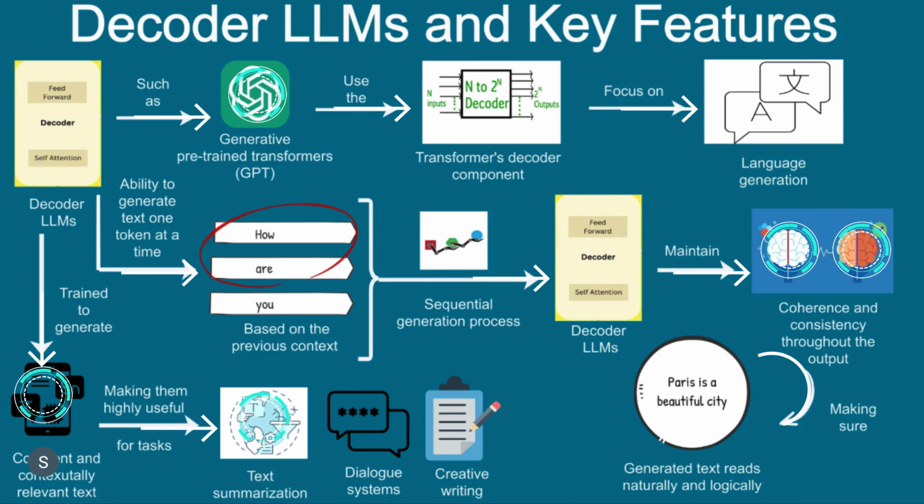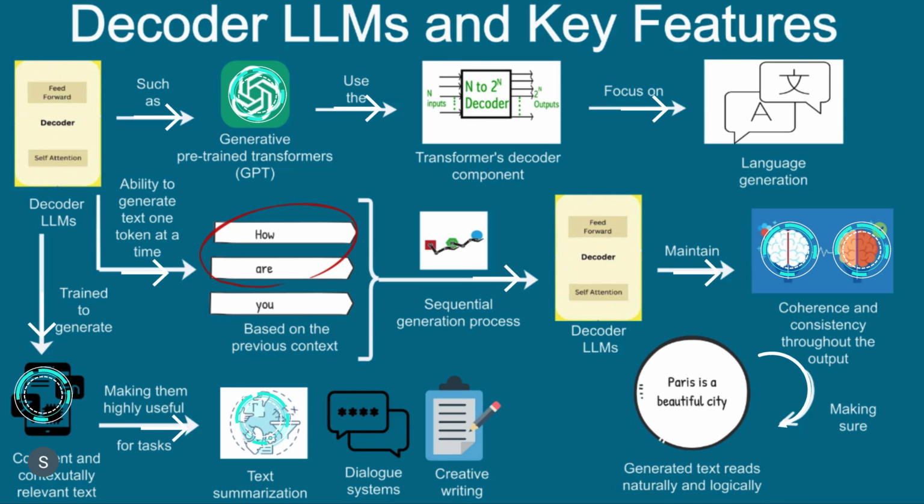Decoder LLMs and key features. In contrast, decoder LLMs, such as generative pre-trained transformers, or GPT, use the transformer's decoder component to focus on language generation. These models are trained to generate coherent and contextually relevant text, making them highly useful for tasks such as text summarization, dialogue systems, and creative writing.